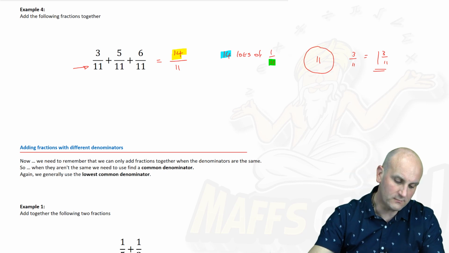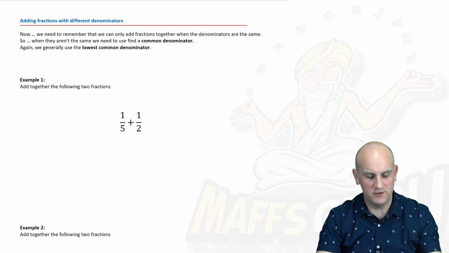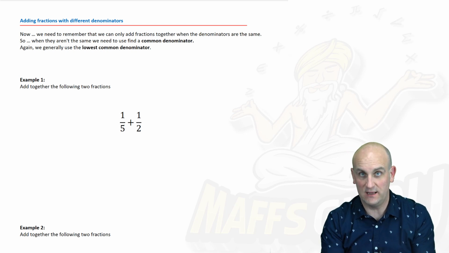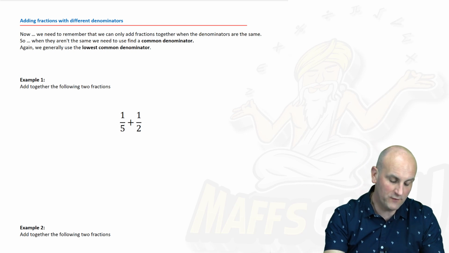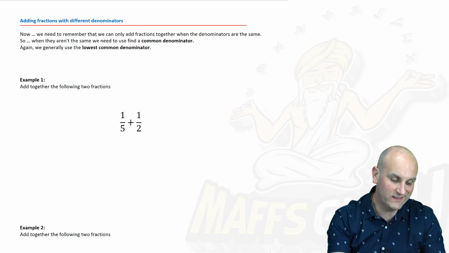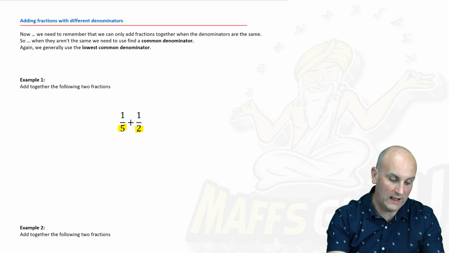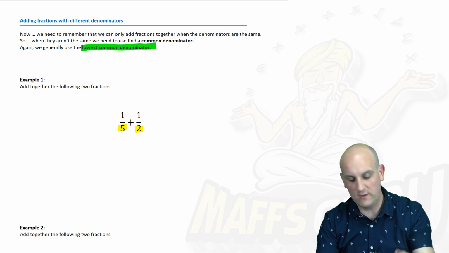Now, that was obviously the easy stuff. What are we going to do now? Well, we're going to look at fractions with different denominators. Now again, we can only add fractions together when the bottom numbers are the same. Now in this situation, we've got a 5 and we've got a 2. So I can't actually add those together at this moment in time because the numbers are not the same. But what I now need to do is find what we call our lowest common denominator.